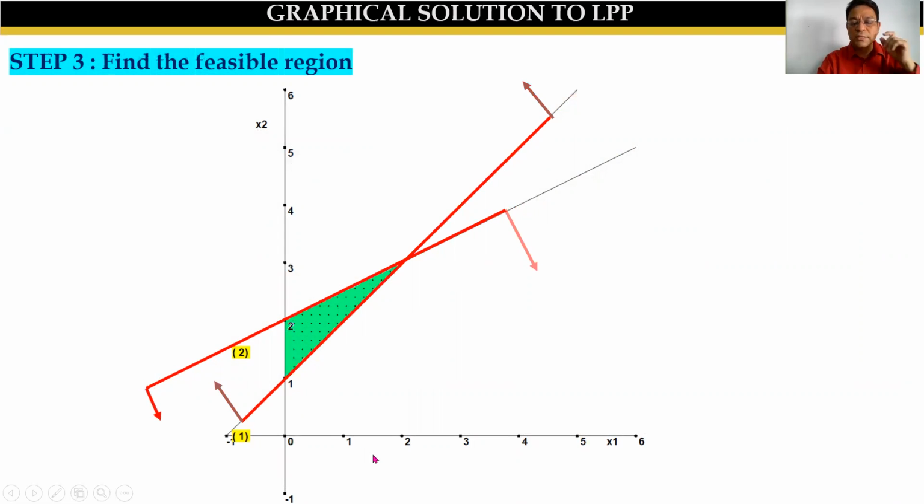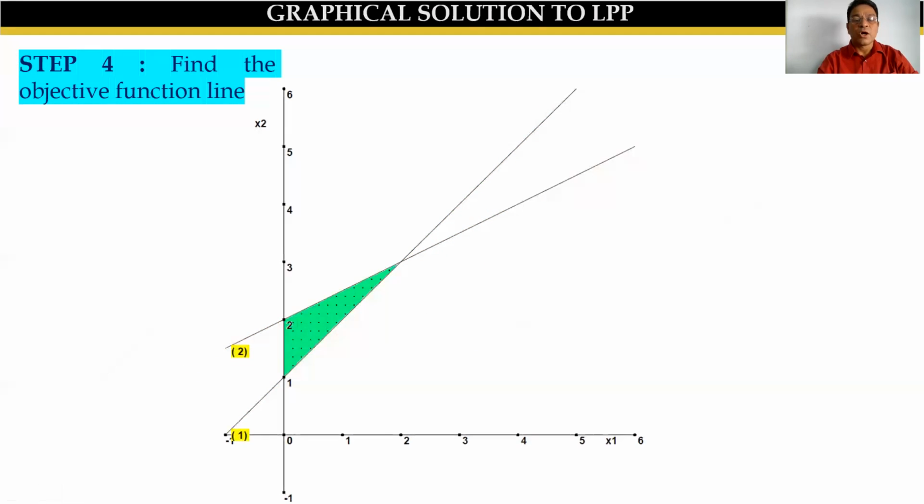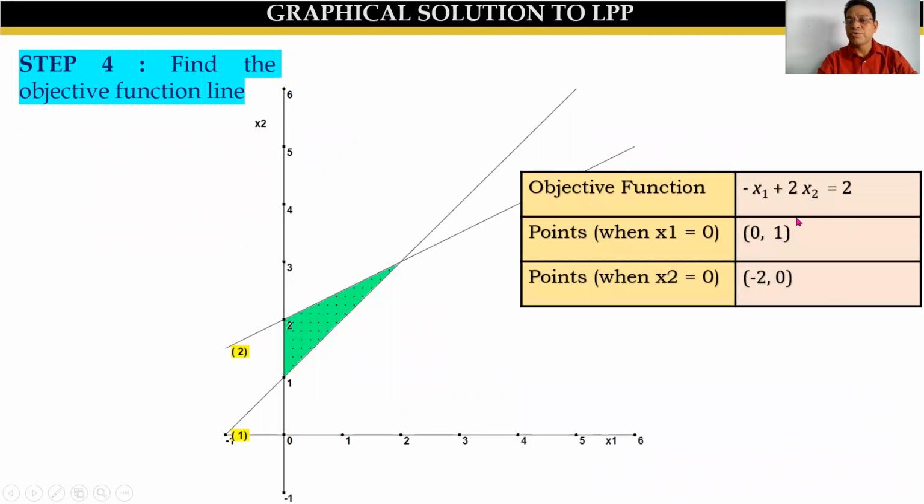If you merge both the constraints, what we get here is this feasible region. So which are the corner points? This one, and this one. These are the only 3 corner points. And let us check by finding the objective function line. So this is the objective function given. We have selected Z equal to 2. We obtained these 2 points, and let us now plot the objective function line.